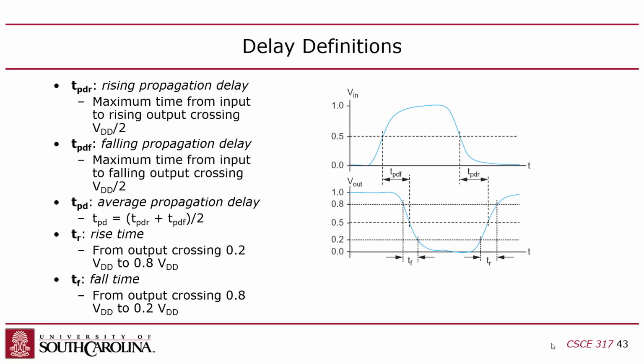Okay, so let's skip that. I'll come back to that next lecture. Okay, so what about delay? We talked about delay in another lecture. We talked about contamination delay and propagation delay through gates. How does that manifest in these CMOS circuits?